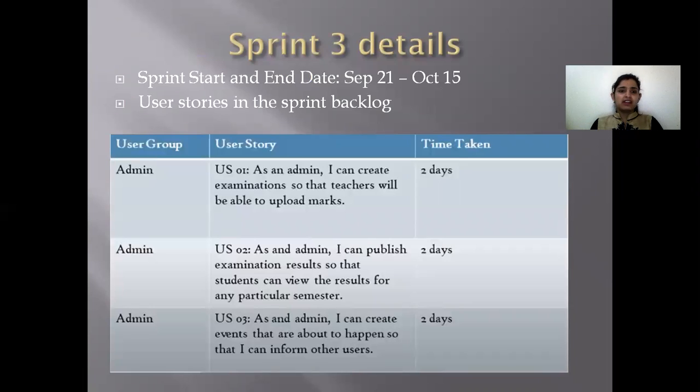Now comes the sprint 3 details. Our sprint started on September 21 and it has ended on October 15. So the next we have is the user stories in the sprint backlog. There are three user groups. One is admin, second is teacher, and the third is student. There are some of the user stories for the admin as you can see on the screen displayed.